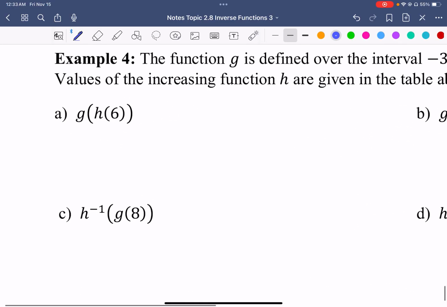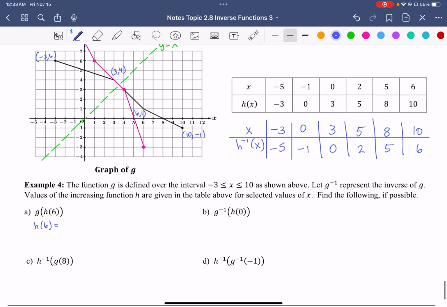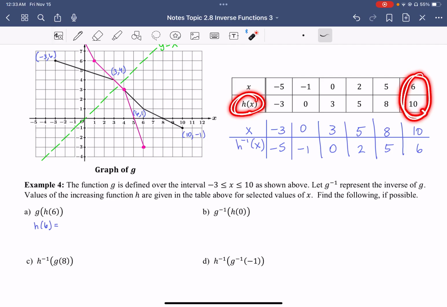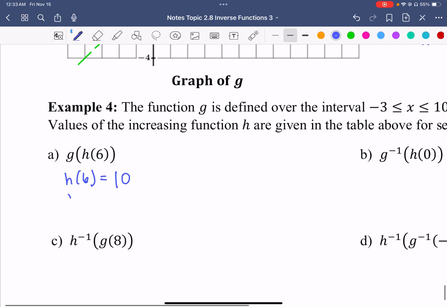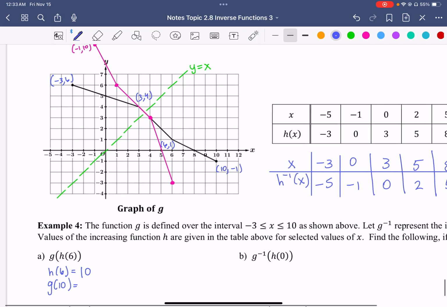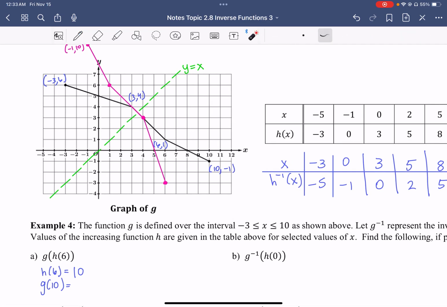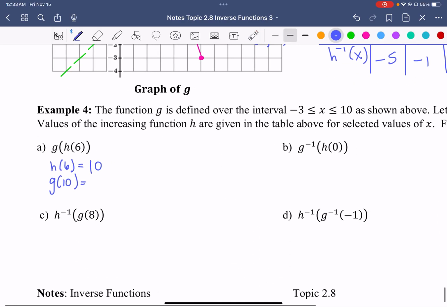g of h of 6. I need to do the inside first, h of 6. I'm going to look at the original h table. When x was 6, the y value is 10. So h of 6 is 10. They now want me to find g of 10. And g is the original graph. So I'm going to find where x is 10 and that y value is at negative 1. So g of h of 6 is negative 1.